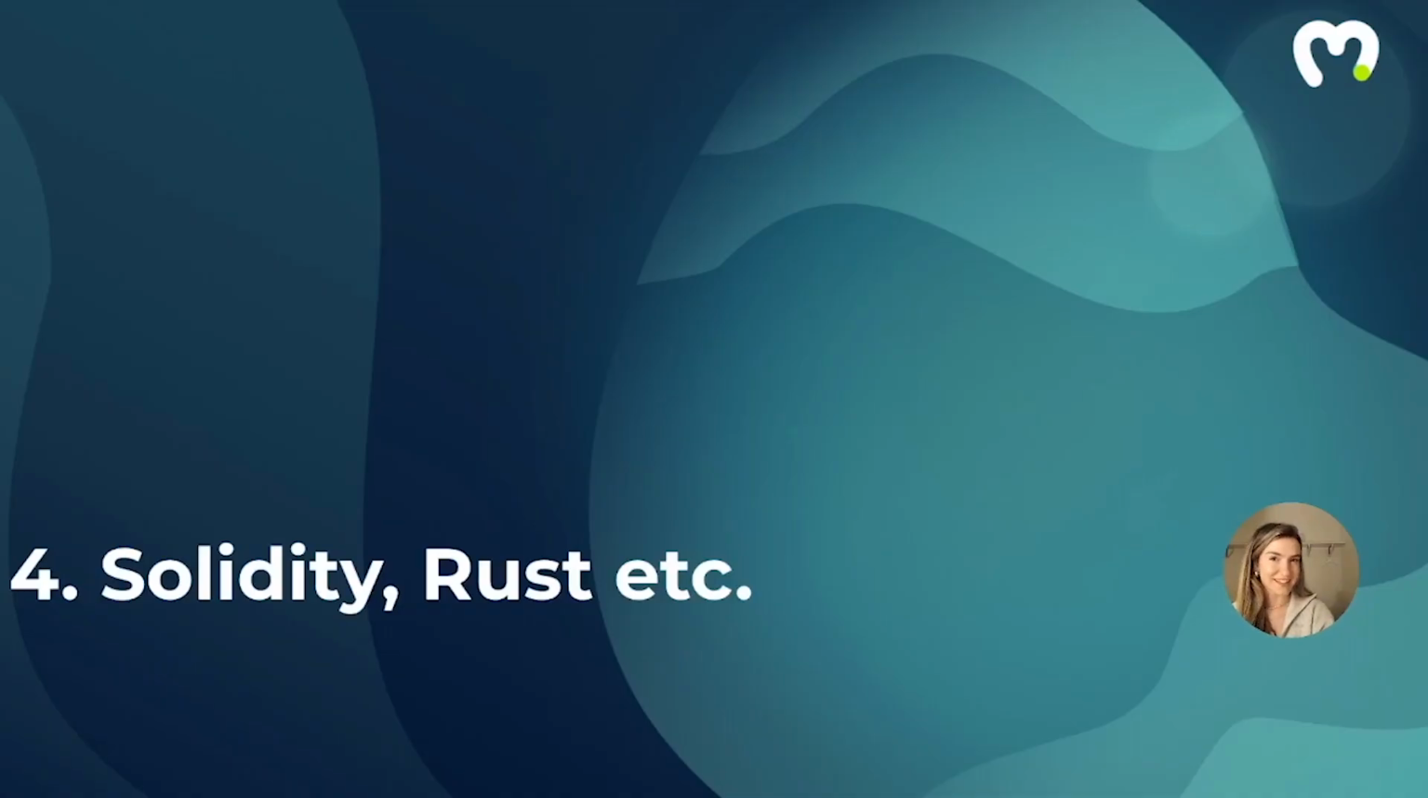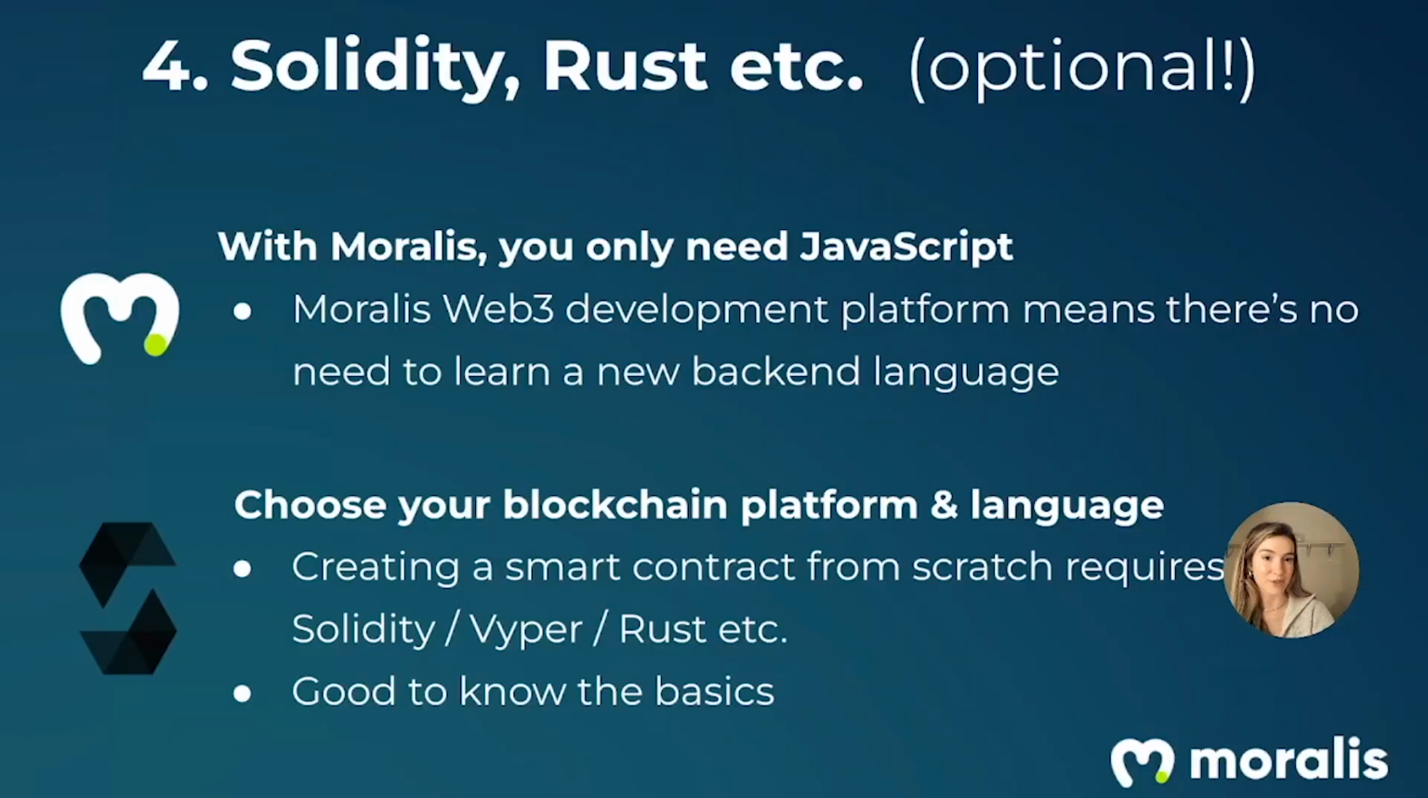Believe it or not, it is actually possible to develop on the blockchain without learning any extra backend languages. The way to do this is to use Moralis as a managed backend, and then you only need to use JavaScript. However, if you do want to create a smart contract from scratch, you will have to learn either Solidity or Viper for Ethereum or Rust for Solana. Now, there are also other languages that can be used to build applications for the blockchain, such as C++ and Java, but I'm not going to go into all the details there.